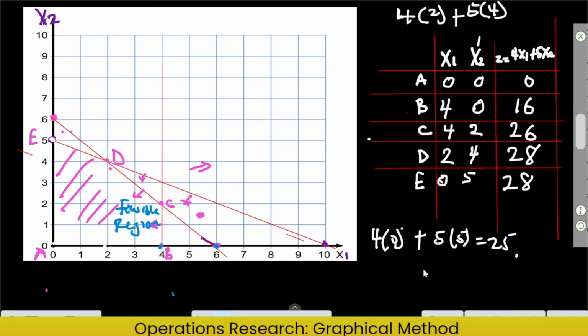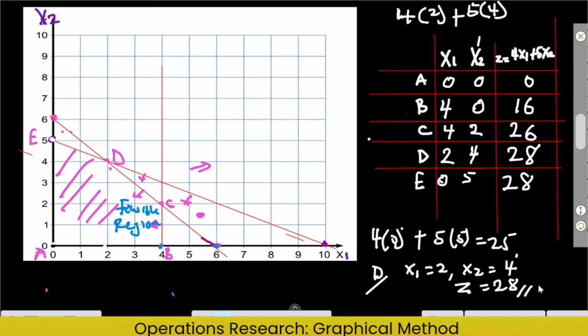So after that, we look at the maximum value. Because we are talking about maximization, we will look at the maximum value. Here, realize that the maximum value is actually at D, right? And then its corresponding values are 2. So that means the value of x1 is equal to 2. And that of the x2 is equal to 4.